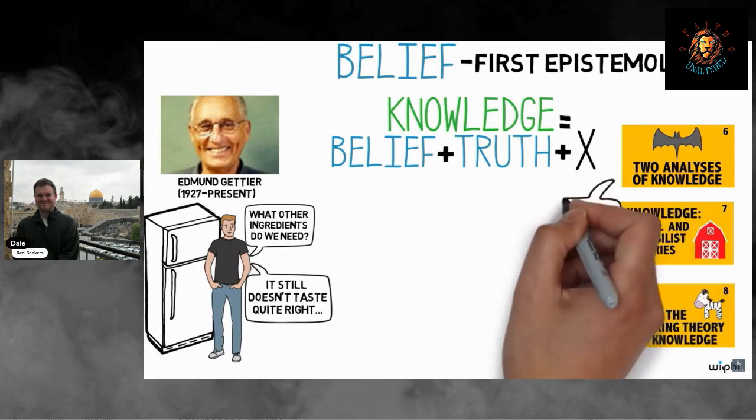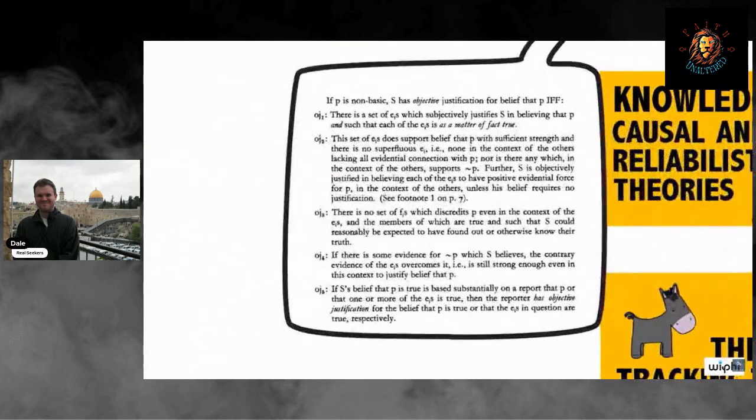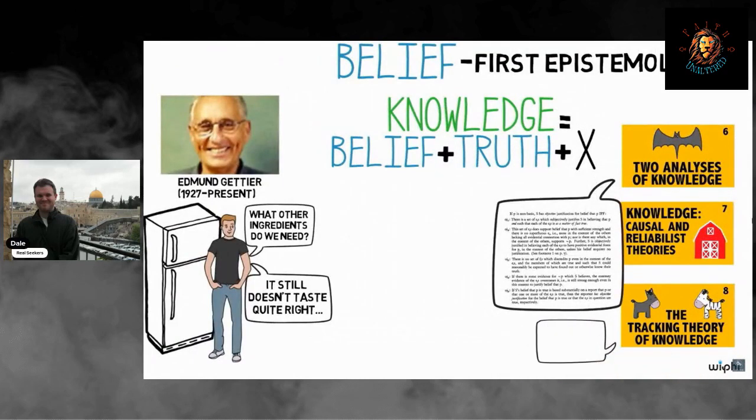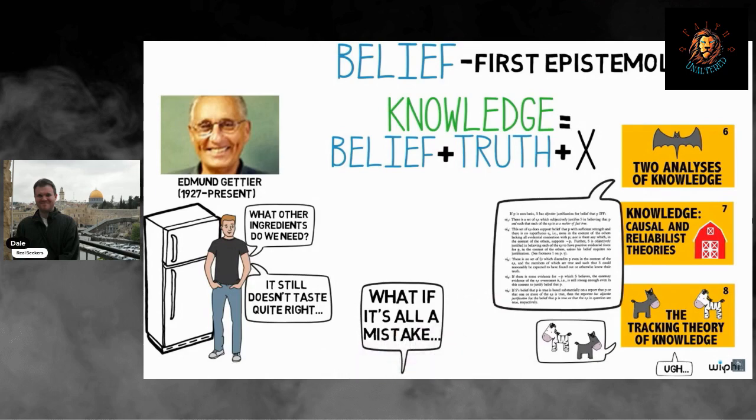Some candidates for X got very complicated. Other candidates for X were simpler, but generated counterintuitive results. After 30 years of struggling to come up with a good story about what had to be added to belief to get knowledge, some philosophers started to wonder whether belief-first epistemology was a bad idea.